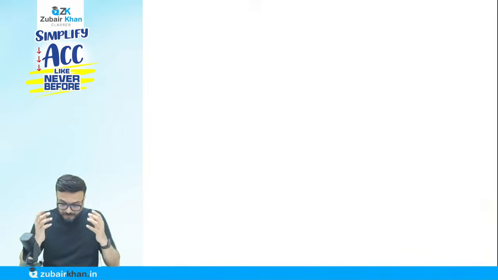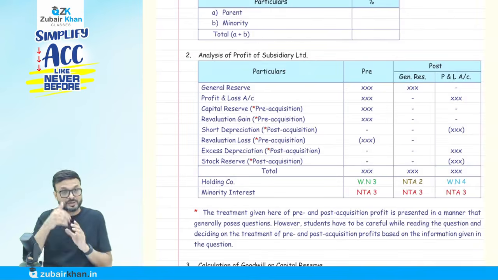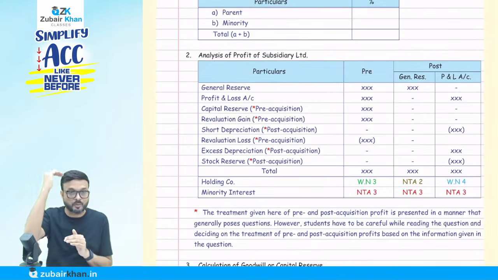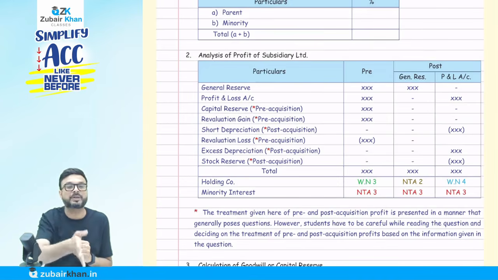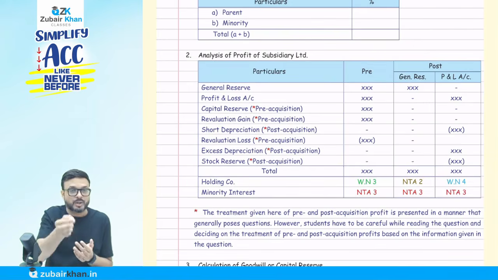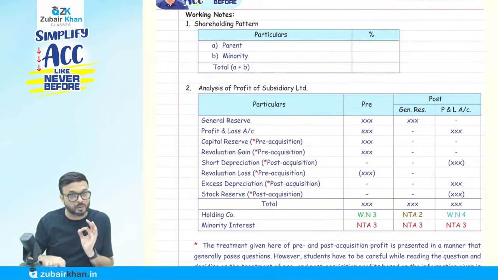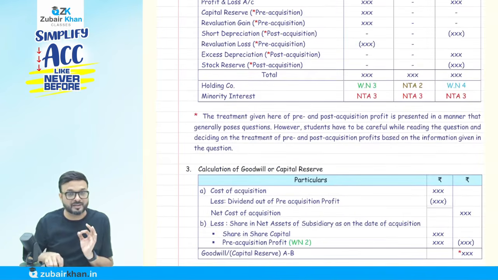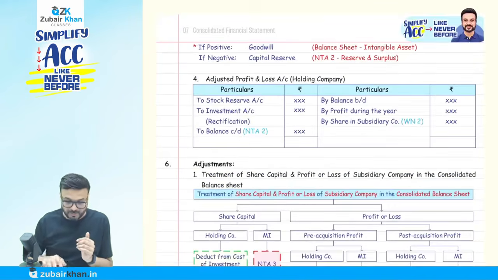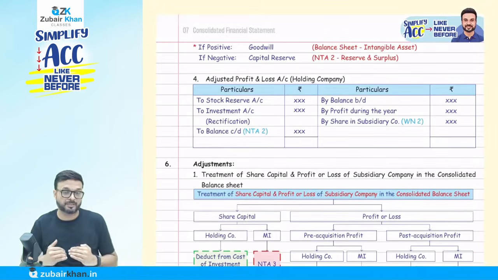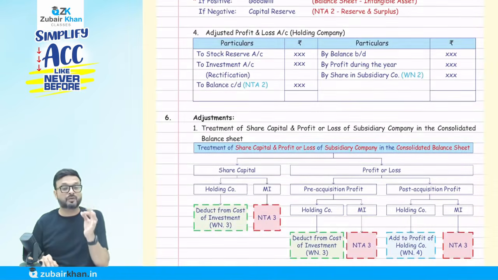To make it simple, I will tell you the proper steps: what the working note numbers should be, what notes 1, 2, 3, 4 should be, exactly as you are going to prepare them in your examination. Working note 1 should always be the shareholding pattern. Working note 2, analysis of profit of the subsidiary company. Third, calculation of goodwill or capital reserve. Fourth, and so on. I will tell you each and every step. You just have to follow these steps.